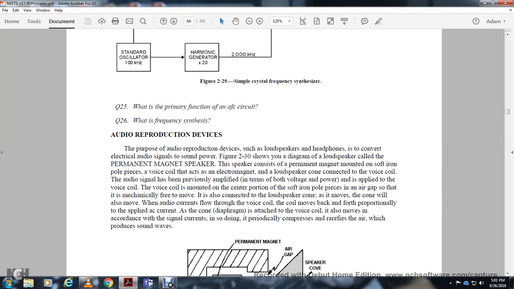Alright, your audio reproduction device. The purpose of the audio reproduction device is to allow the speaker or headphone to convert the electrical signal to sound power. Figure 230 shows the diaphragm of the loudspeaker coupled with the permanent magnet.